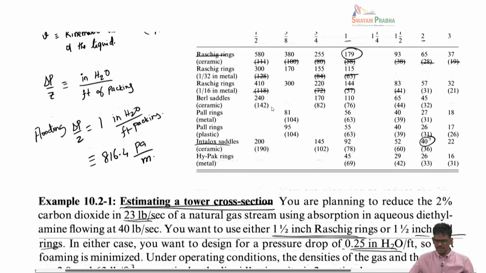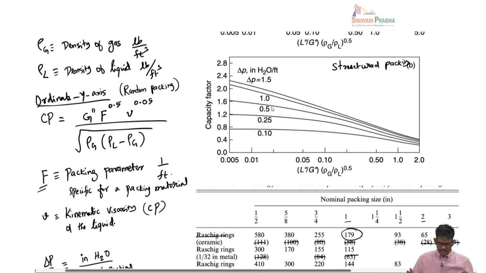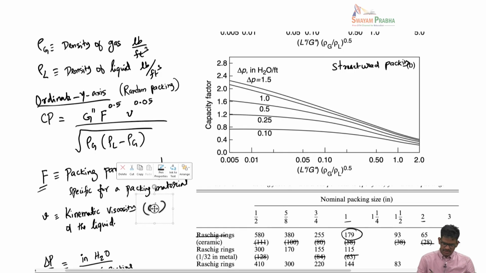Let me go back. I think I made a mistake here. This should actually be centi-Stokes. Centipoise is the unit of viscosity, but here we are talking about kinematic viscosity, and the unit is centi-Stokes.